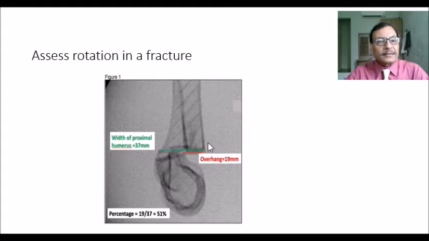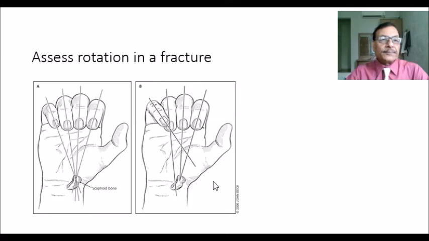You can see again the supracondylar fracture, comparing the width of the proximal fragment and the width of the distal fragment. The width of the proximal fragment was measured at 37 millimeters, so it is quite different from the distal fragment, which measures only 19 millimeters. In the hand, the rotation is assessed differently. All the nails are directed towards the scaphoid. Any one nail which is directed in a direction other than towards the scaphoid is rotated.